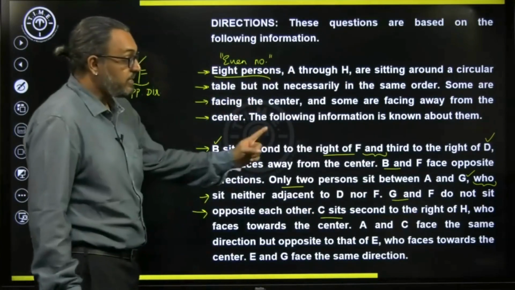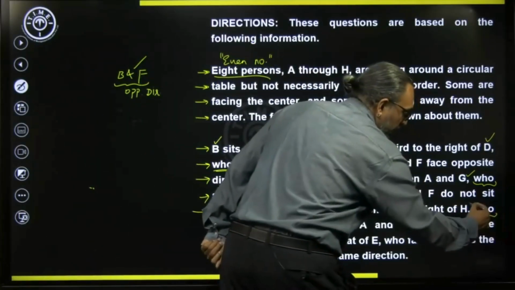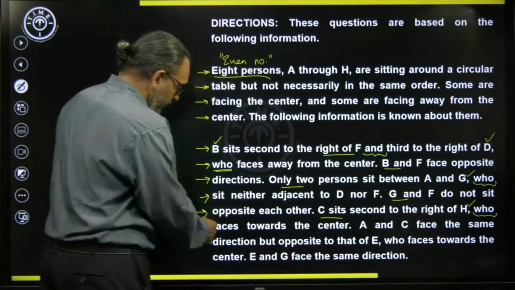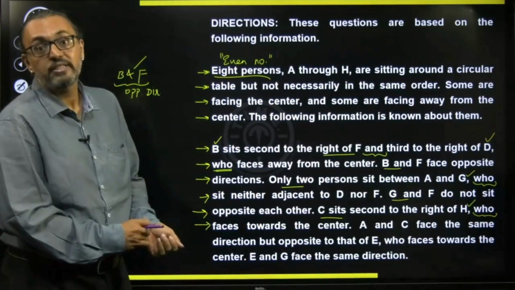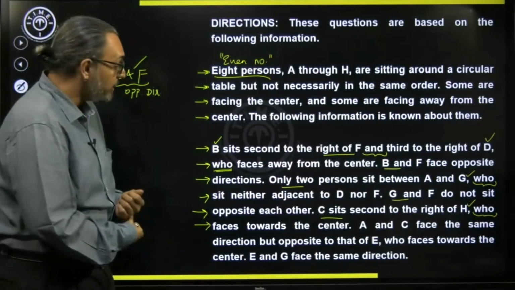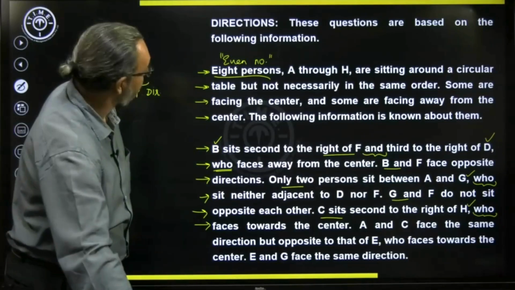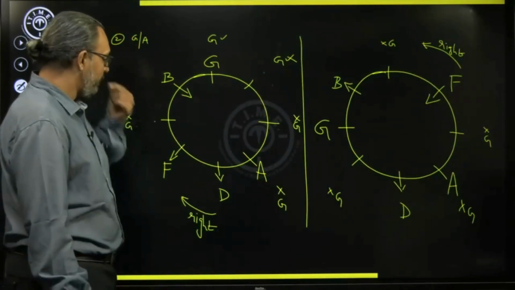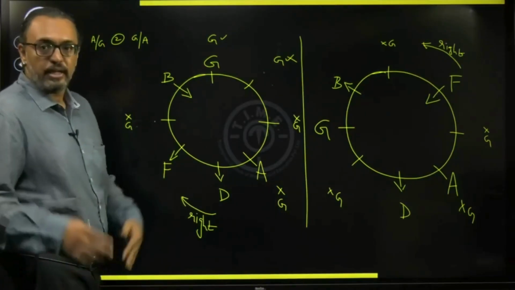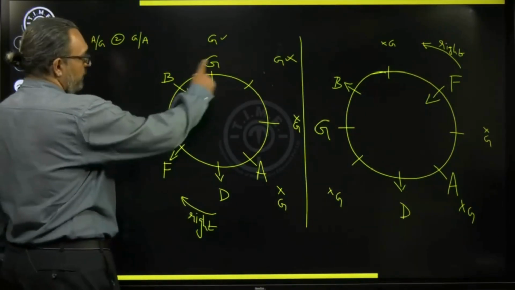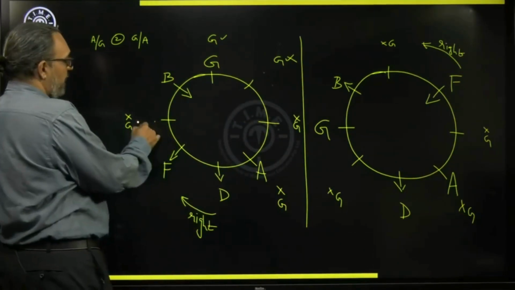C sits second to the right of H, which means H faces towards the center. So H is guaranteedly facing towards the center, and C is second to the right of H. Okay. So H is facing the center and C is second to the right. Let us see where are the possibilities. See, these are the three possibilities where you can have H. Correct? Now what happens if I have H here?